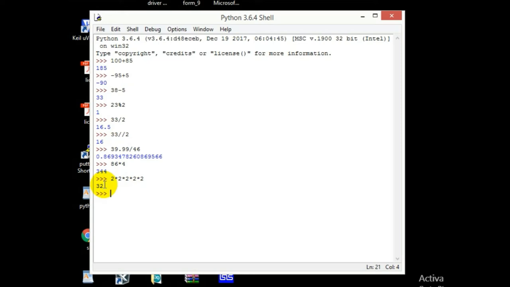But what if I want the exponent of 3 raised to 15? I have to do it 15 times. I have to multiply 3 15 times, and that is very lengthy, right? So what you have to do is simply write 3. So I want the exponent of 3, double asterisk, that is 2 times asterisk, and then 15. So I'll get an answer of 3 raised to 15. So this is what I get.